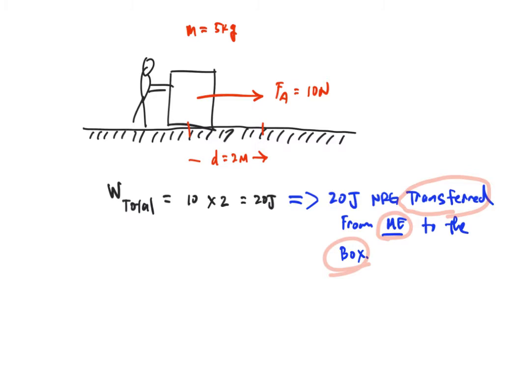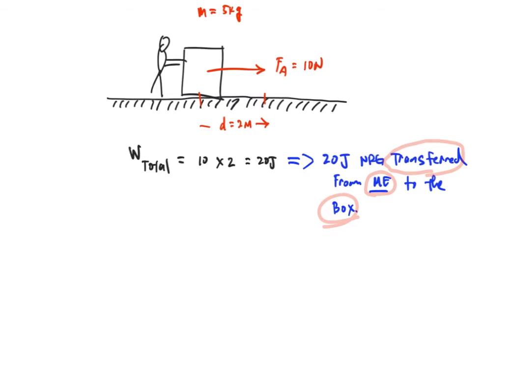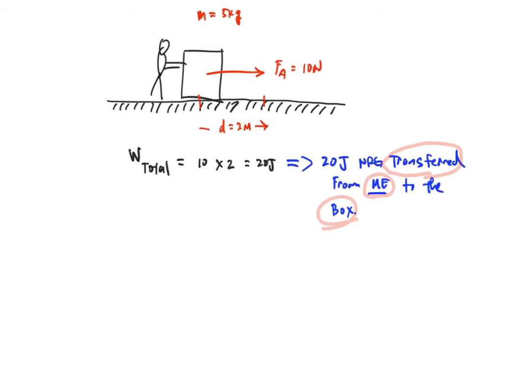And so what we'd like to do is see if we could figure out, if there are 20 joules of energy now in the box, how is that energy manifested in the box? What happens to the box as a result of gaining energy? So maybe I'll write that down. The question here is, what happens to the box when it gains this energy?